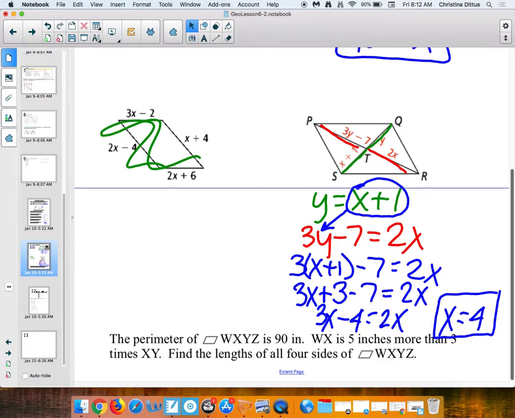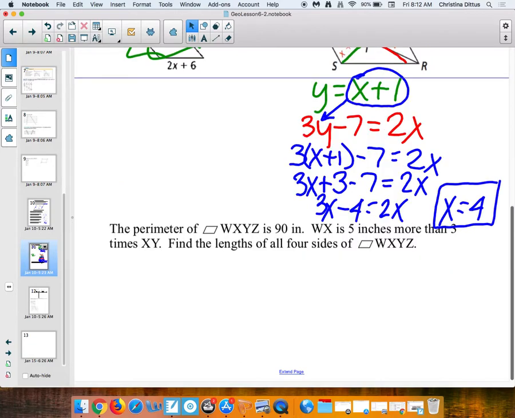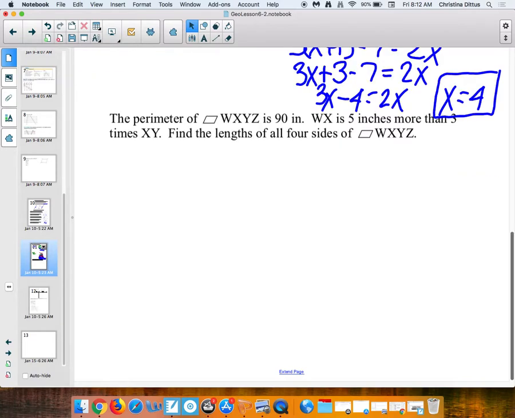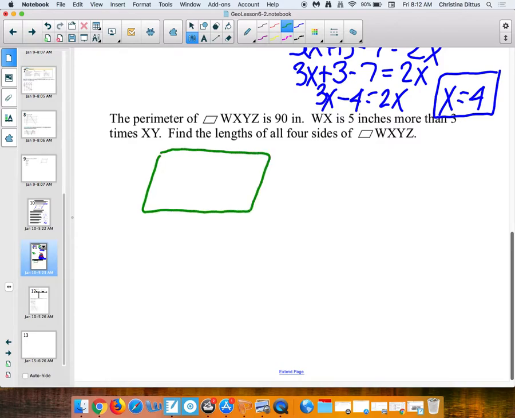Grab one of those, all three of those. 1, 2, 3, yep. And then get out your mouse packet. Okay, I want you to draw a parallelogram. I truly don't care what it looks like as long as it has 4 sides. Then we'll label it W, X, Y, Z.